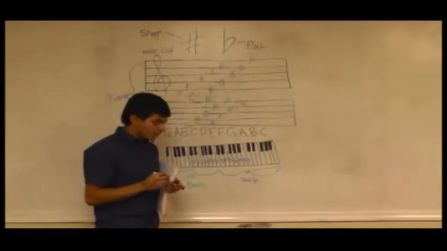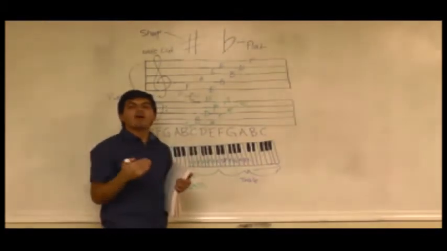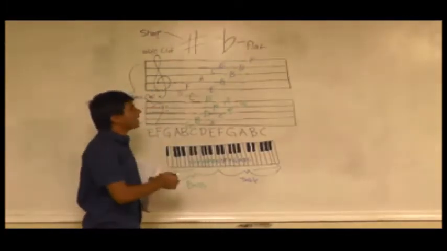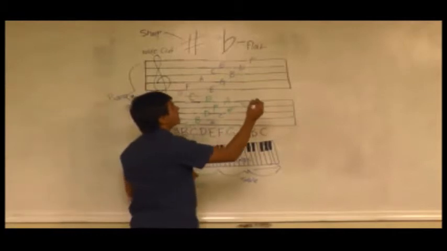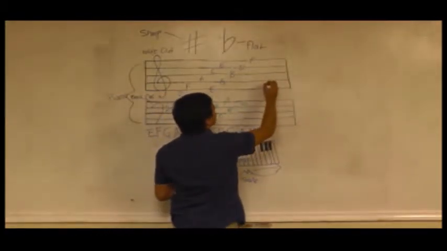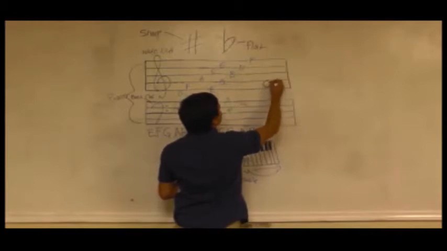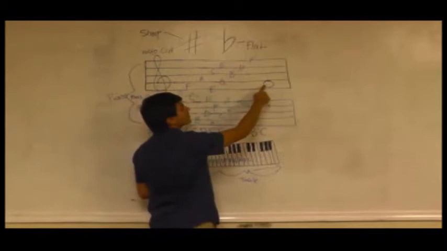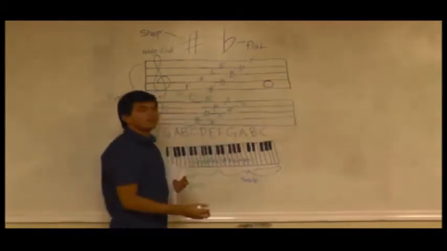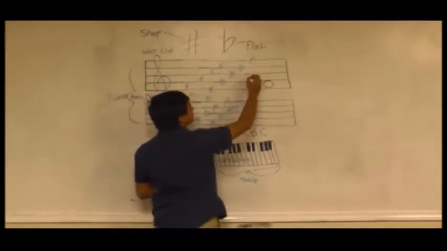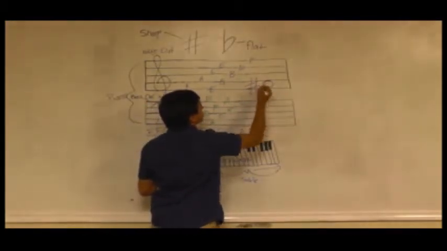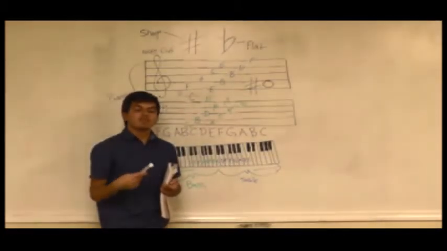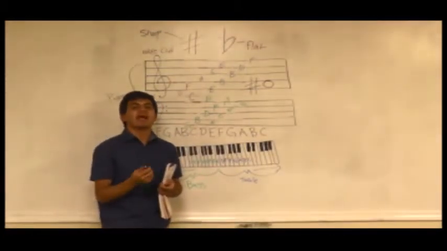Now, what these two little symbols do is they alter whatever note you are playing. So, for example, let's say I have an F right here, right? This is my note, and it is on the F space, so I'm playing an F right now. Let's say we add a sharp. Well, what a sharp does is it raises a note by a half step.